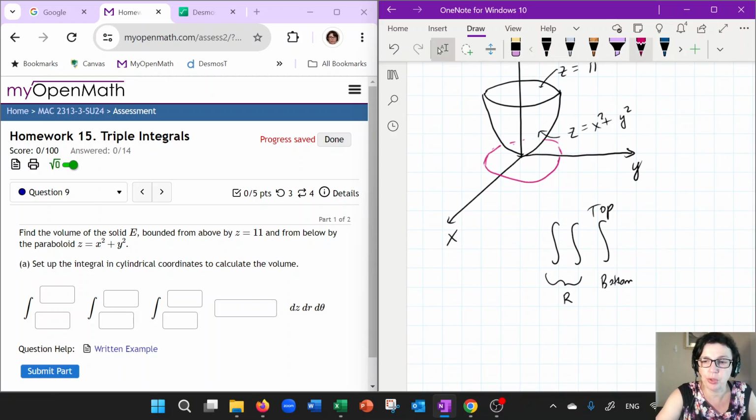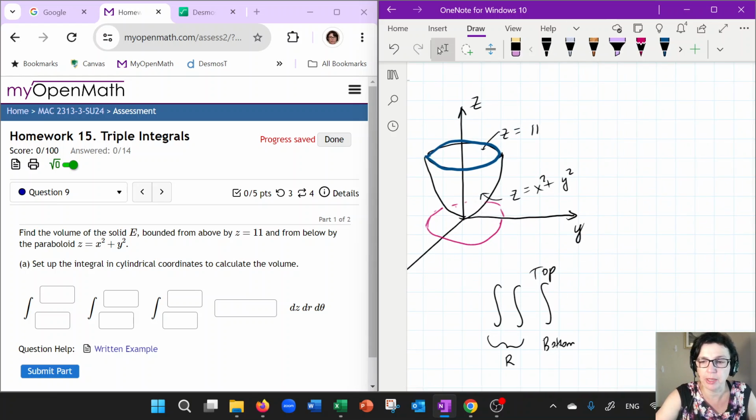Well, the radius is going to be the intersection of the paraboloid and the plane z equals 11, right? So in order to figure out where they intersect, you just have to make them equal each other, which means that x squared plus y squared is going to be 11. And this, hopefully, you recognize as the equation of a circle. What is the radius, though? So 11 is going to be the squared radius. So the radius of the circle is really square root of 11.